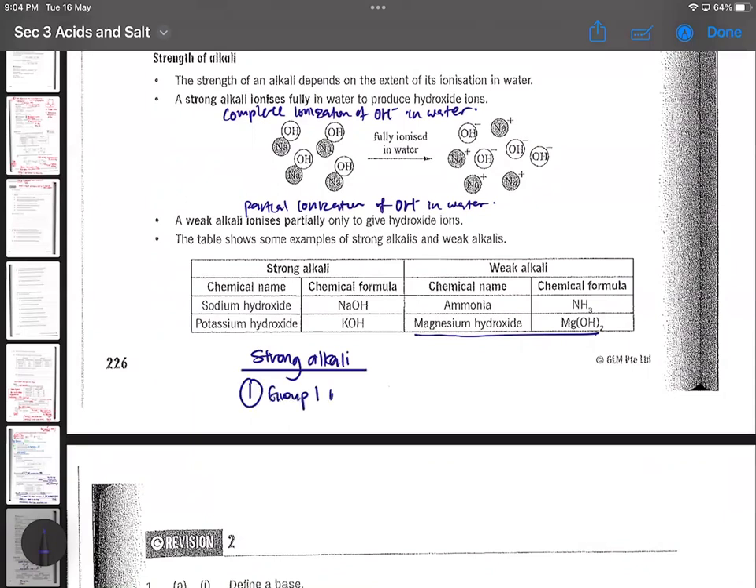Group 1 metal hydroxide. So you can see these two are group 1. That's why they are strong. No more really. That's it.